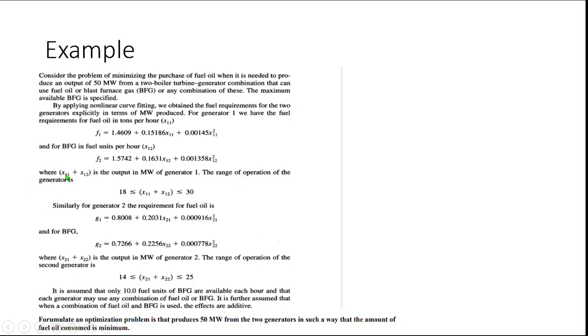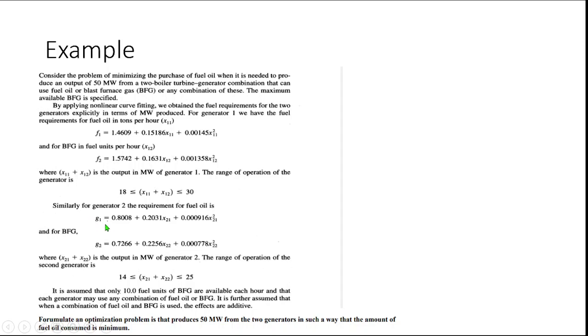Then we are saying here that x11 plus x12, those are the variables in these expressions. They are going to be the output in megawatts of generator 1. And the range of operation of the generator is 18 less than that output value, less than 30. So if I add x11 and x12, it gives me the output in megawatts from the generator. But for generator 1, it should be in between these two values. Then we do the same thing for generator 2.